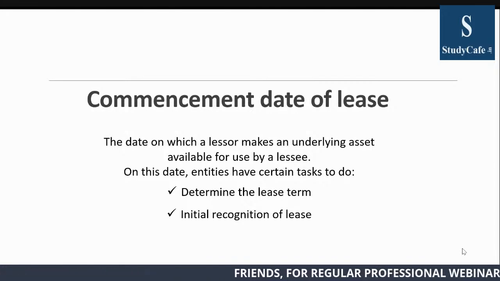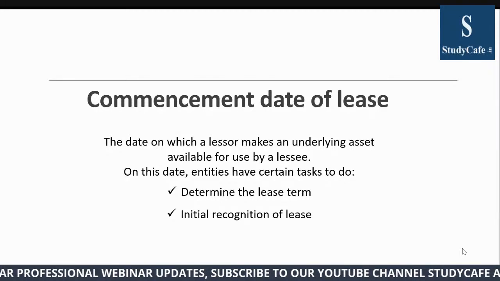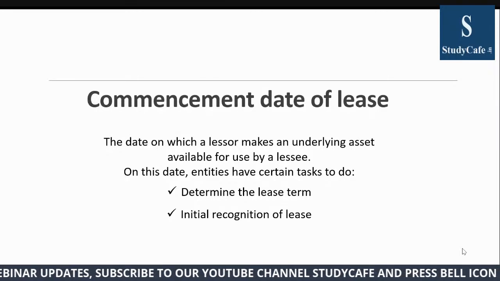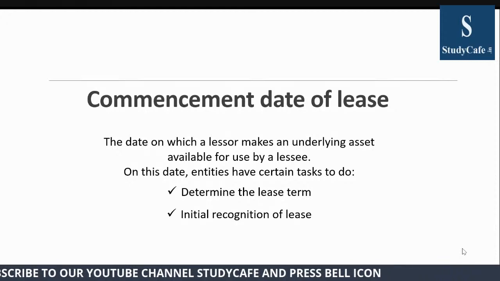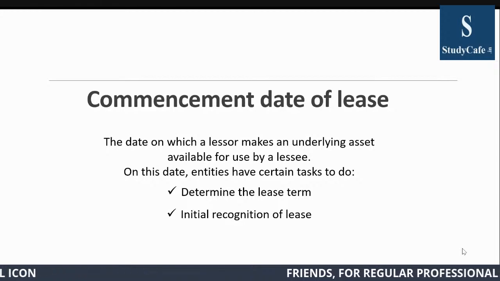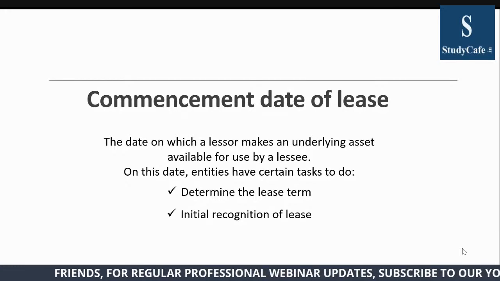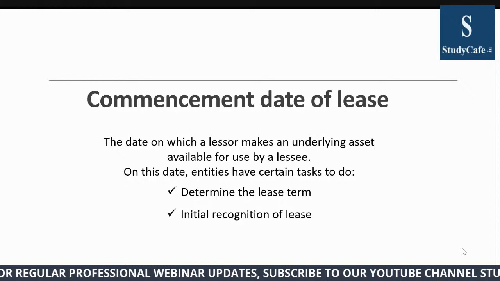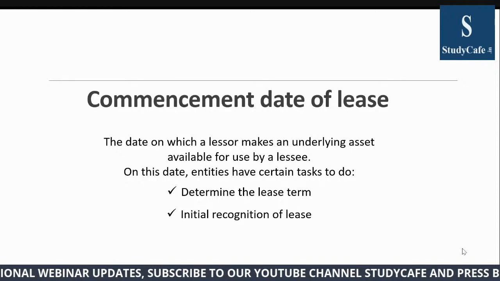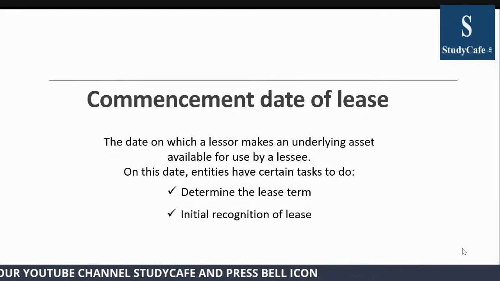Now, on this date, what the entities are required to do? They are required to determine the lease term, and they are required to initially recognize the lease. Right. So on inception date, the lessees are required to identify whether the contract contains a lease or not. The lessor is required to classify the lease into finance lease or operating lease. And on the commencement date, the entities are required to determine the lease term. So basically, the lease period starts from the commencement date, and they are required to initially recognize the lease.